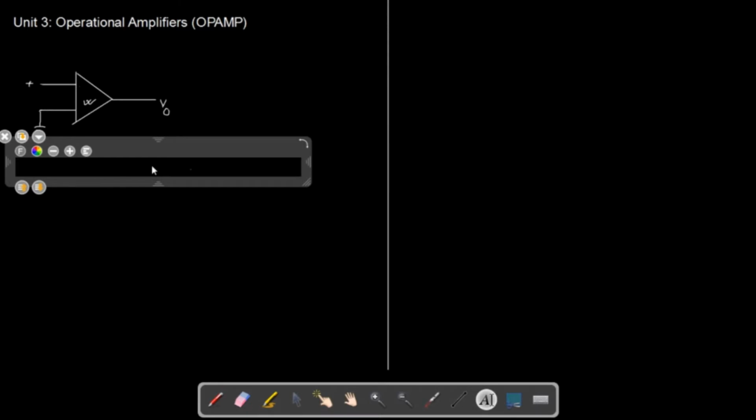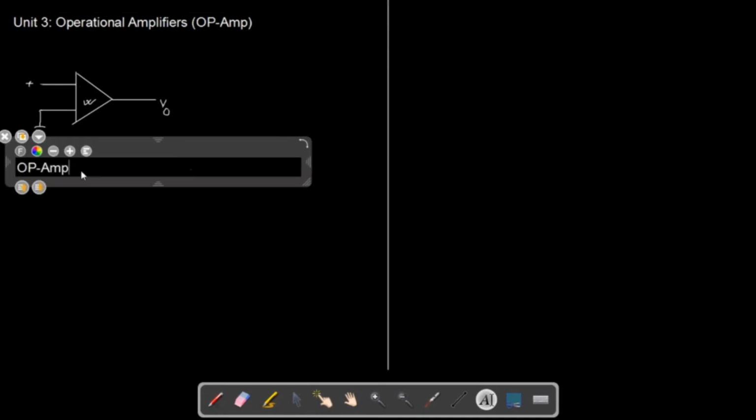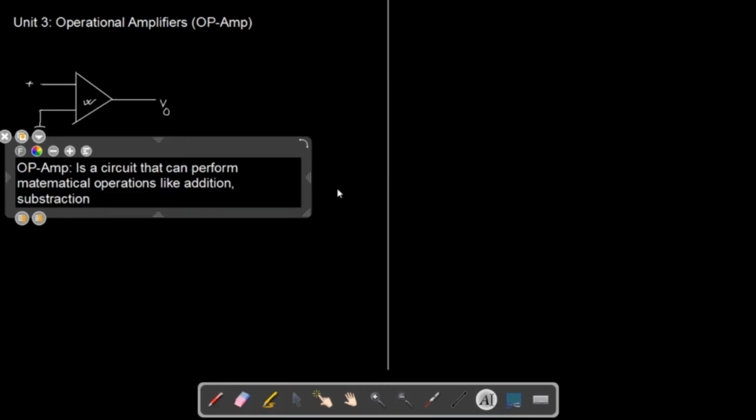If someone asks you for a definition of op-amp, let's say, I think it's my mistake, I should write it this way. It's op amp. So we basically have the op amp, and the definition might be: it is basically a circuit that can perform mathematical operations like addition, subtraction, multiplication, division.